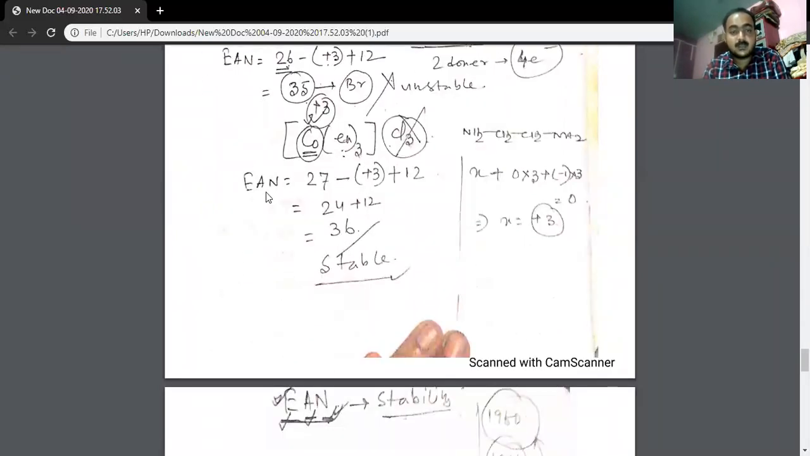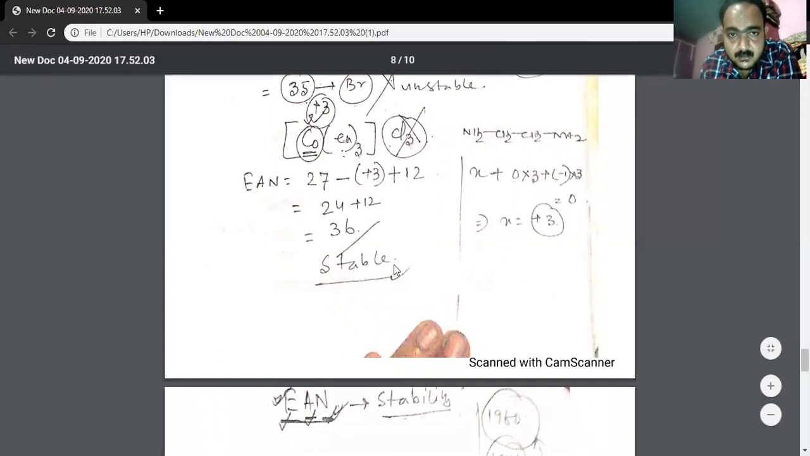Now you should calculate the EAN. 27 is the atomic number, minus oxidation state plus 3, plus total number of electrons donated by the ligands. You should see here, this is ethylene diamine, so it is a bidentate ligand. The number of bidentate ligands present is 3. One bidentate ligand has 2 donor sites, so it will donate 4 electrons, so 3 bidentate ligands donate 12 electrons. Now this becomes 36, so it is also stable.